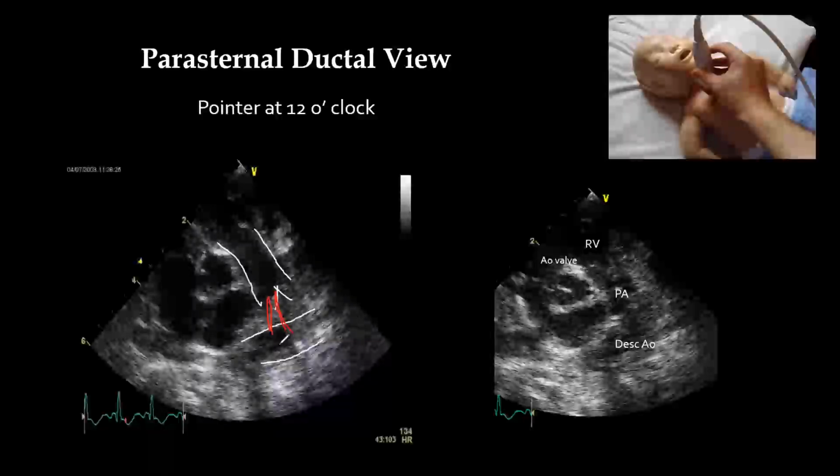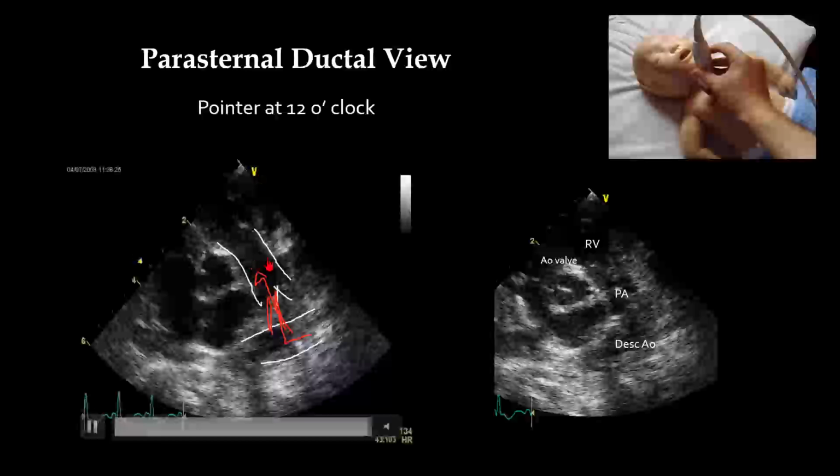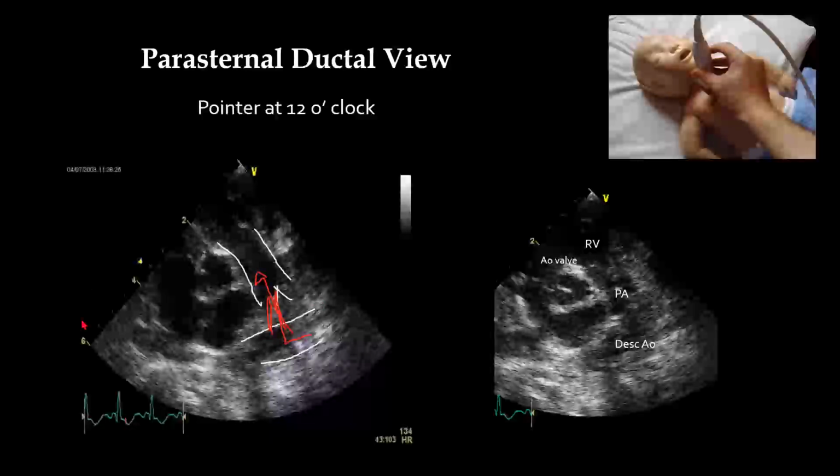And the blood flow in the PDA, if it is left to right, that is from aorta towards pulmonary artery, and as you can see, it is towards the probe, it will be red. So the blood shunting from PDA, if it is left to right, it will be red. And if it is right to left, that is pulmonary artery to aorta, what will be the color of the flow? Anybody? Blue. Yes, good. Because it will be away from the probe, from pulmonary artery to aorta. So that's why it will be blue. Good. Okay.